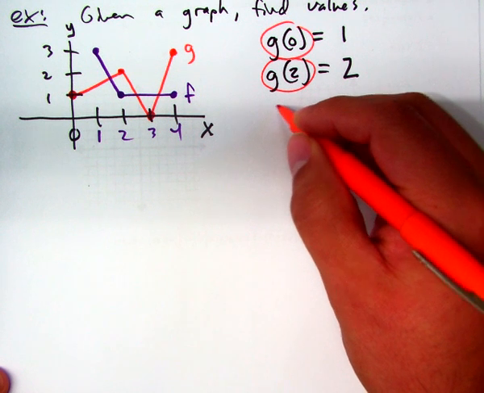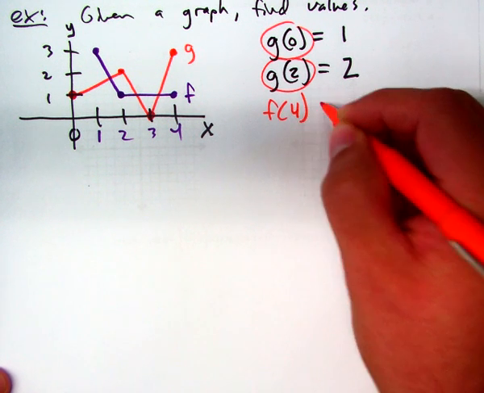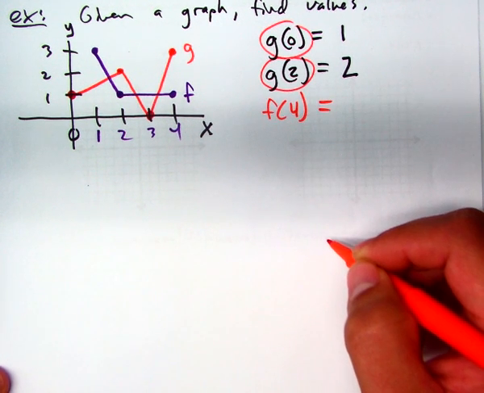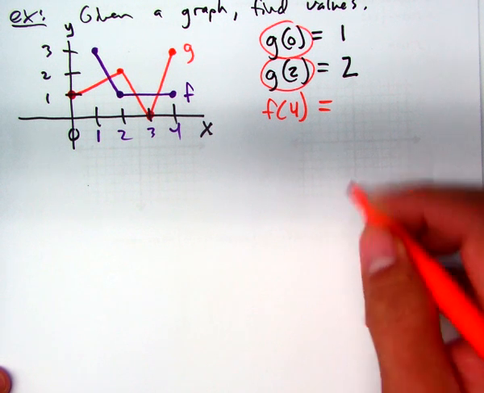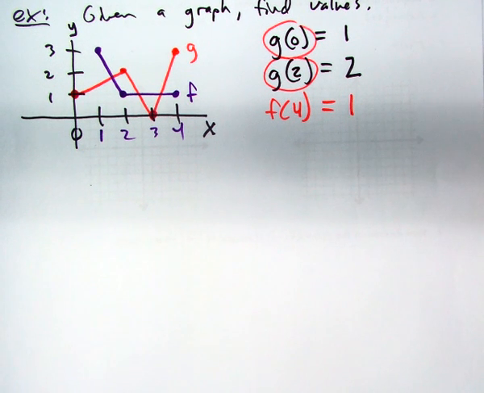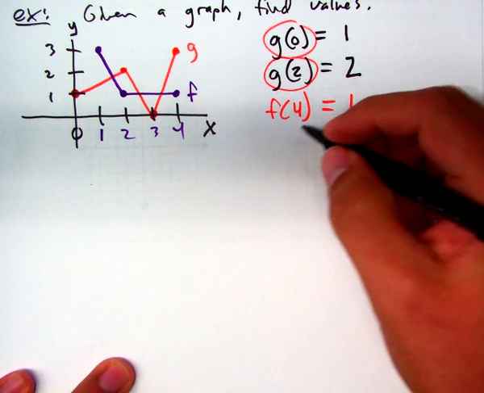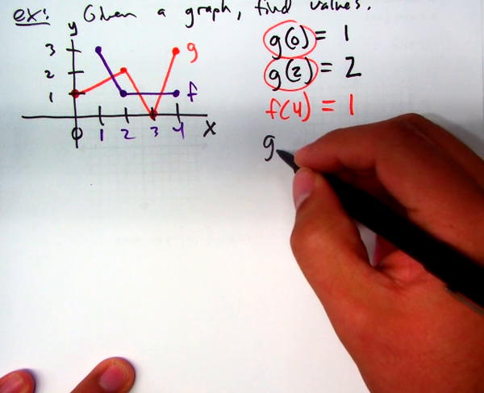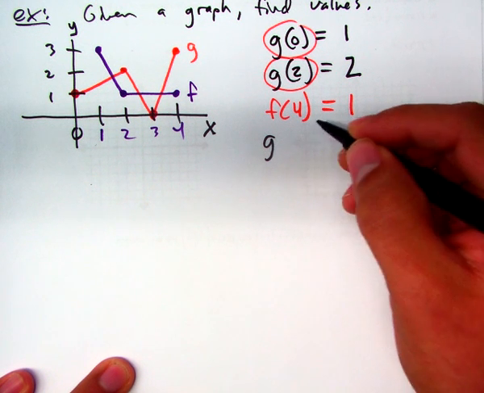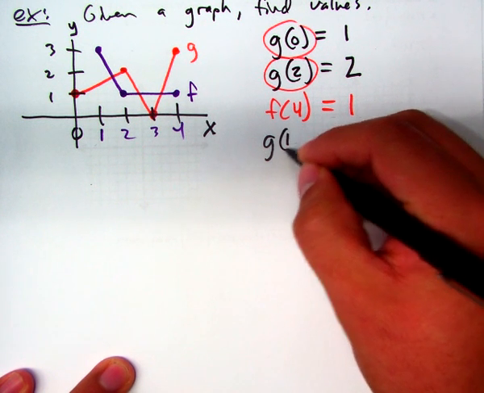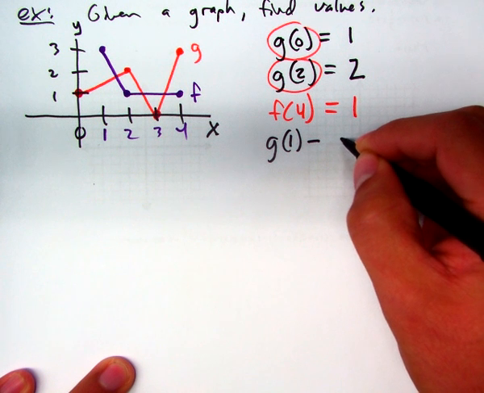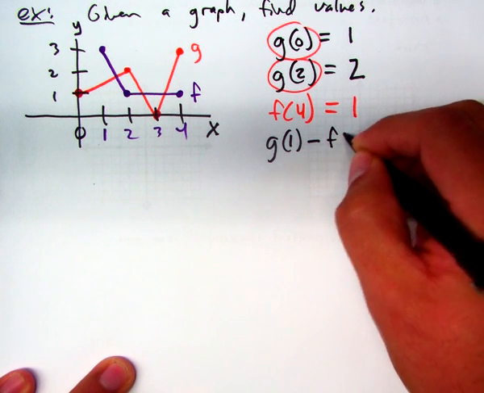Okay, one more. What's f of 4 going to be? Wait, don't shout it out. 1. Good. All right, Jenna, I'm going to pick on you to do this one. Okay. G of 1 minus f of 4.